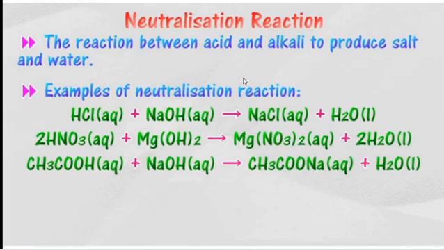The other examples of neutralization reaction. The reaction between acid and alkali, alkali meaning base, produces salt and water. Hydrochloric acid reacted with sodium hydroxide: HCl plus NaOH to form NaCl. Na combined with Cl to form NaCl, salt, and then OH and H, 2 hydrogen and 1 oxygen, so H2O. Water is the byproduct. HCl reacted with sodium hydroxide.